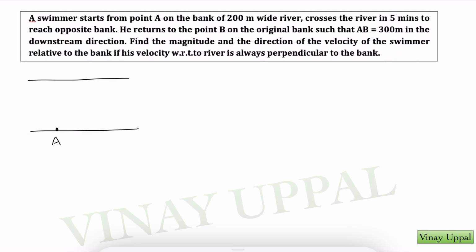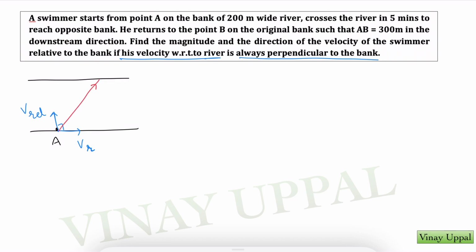So the swimmer starts from point A. So I have my river velocity, and let's say that is VR. And the question says that this velocity with respect to river is always perpendicular to the bank. So let me just write that as V relative. This labeling is for the velocity of the swimmer with respect to the river. It's always perpendicular to the river. So the resultant will be somewhere this way.